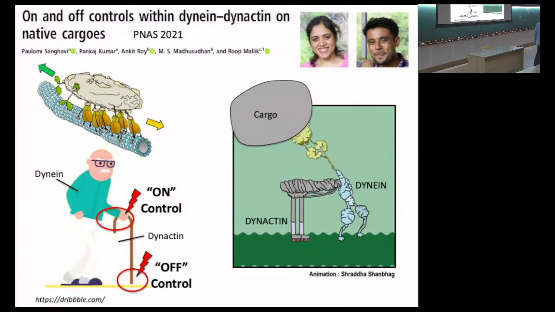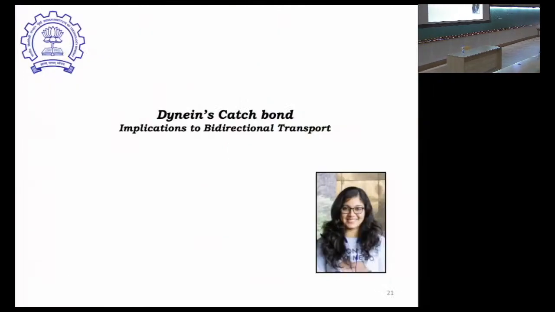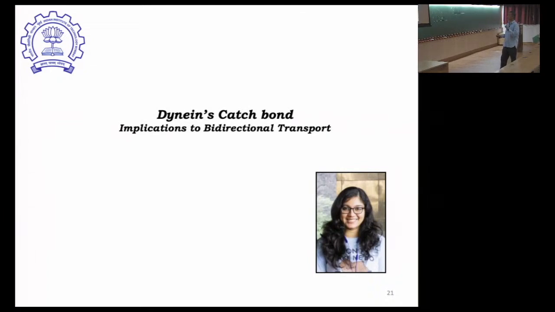Right. So till now I've talked about more or less things that are already published, but in the last few minutes I will talk about something that we have been trying to do in our lab presently. That's something that Dvitya is doing with help from some others in the lab, trying to address this question of dynein's catch bond.